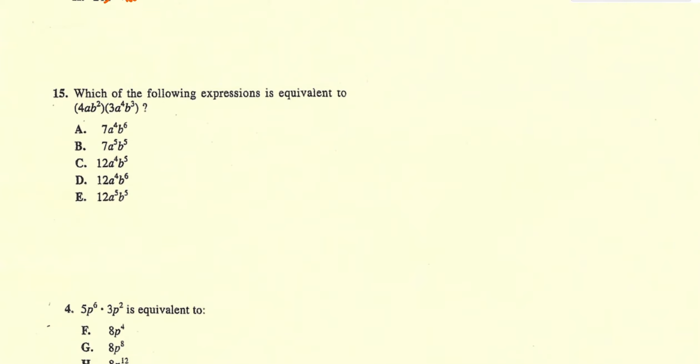Again, the numbers you're going to do like you would have done your whole life. If you saw 4 times 3, you know the answer is 12. It's the exponents that your rules apply to. And in this case, that a is understood to be a to the first power. So a to the first power times a to the fourth power is a to the fifth power. And b to the second power times b to the third power is also b to the fifth power because we're adding those exponents, and our answer is E.